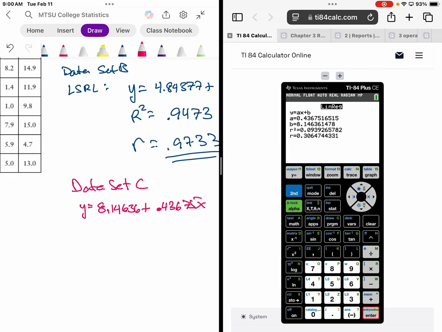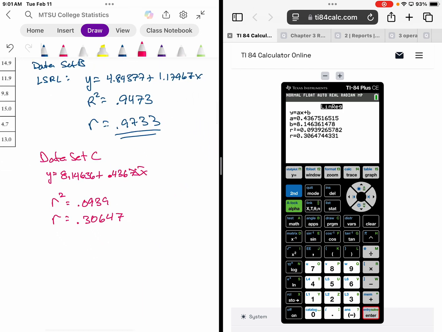Now notice what happens to our r squared value. R squared is down to 0.0939. And our r value is 0.30647. I'm going to leave the calculator there for a second.